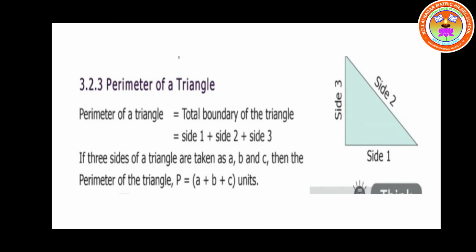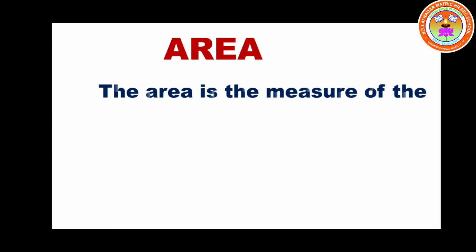Next, the perimeter of a triangle. The perimeter of a triangle is equal to the total boundary of the triangle. A triangle has 3 sides, so side 1 plus side 2 plus side 3. If the 3 sides of a triangle are taken as A, B and C, then the perimeter of the triangle P is equal to A plus B plus C units. Okay. Now, let us move on to area.